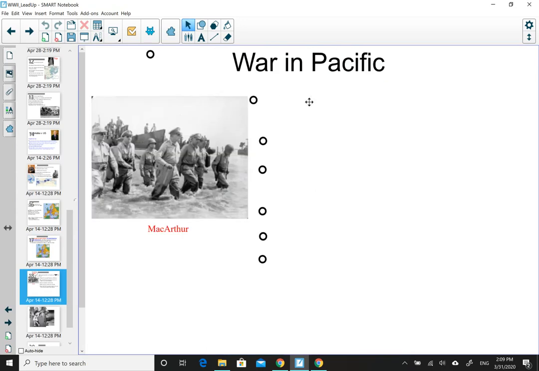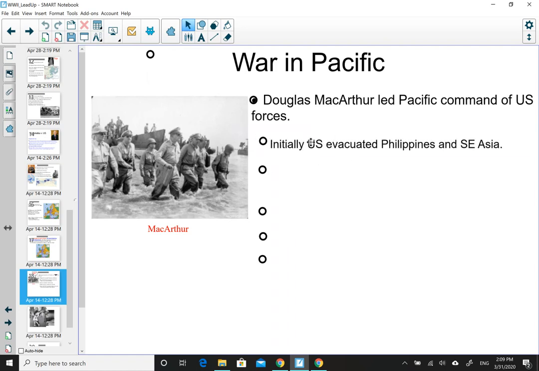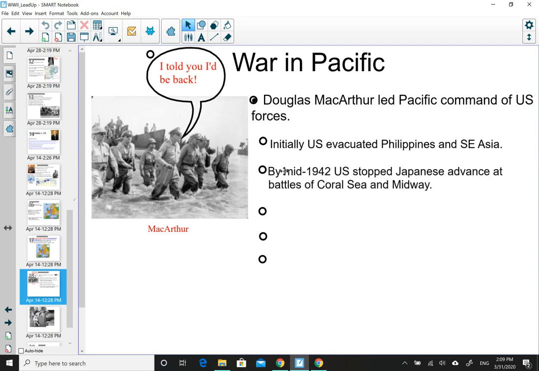Meanwhile, in the Pacific Theater, General Douglas MacArthur led command of U.S. forces. Initially, MacArthur evacuated U.S. forces from the Philippines in March of 1942, vowing, "I shall return." He announced, "I have returned," in October 1944. By mid-1942, the U.S. stopped the Japanese advance at the battles of Coral Sea and Midway. You may recall that the main strategy they employed was island hopping, also called leapfrogging. U.S. forces didn't try to capture and hold every single island the Japanese controlled, but rather selected islands on their way to taking Japan proper.